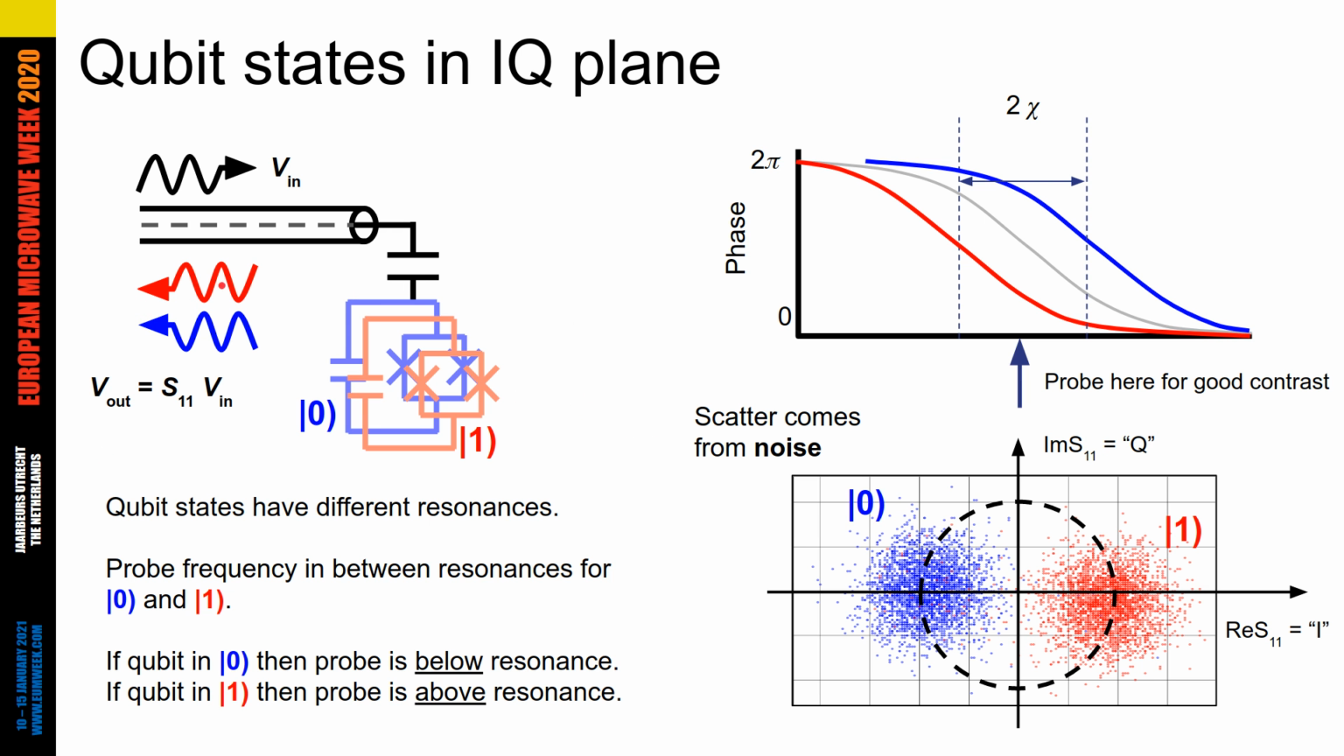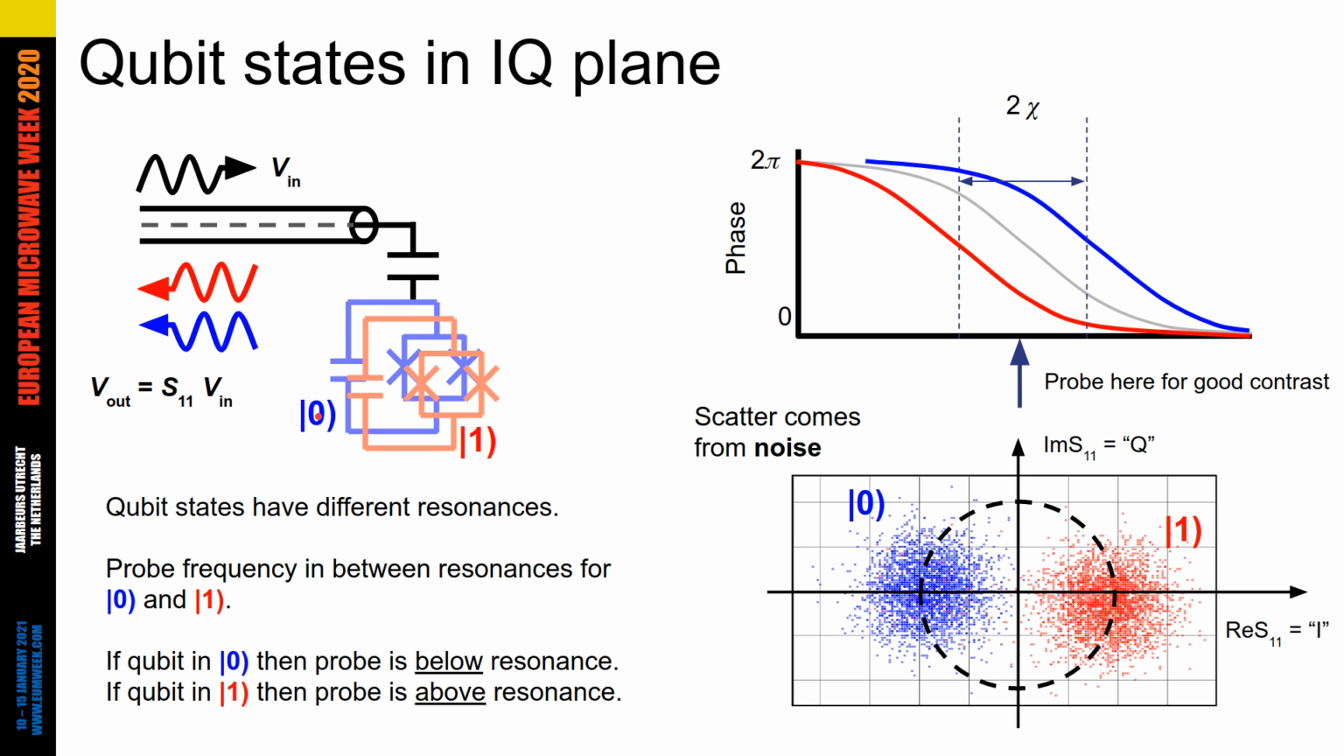Now, it turns out that the phase shift of the reflected wave depends on which logical state the transmon qubit was in, for a simple reason. As we discussed, the transmon is a nonlinear microwave resonator, so its resonance frequency depends on how much energy is in it.